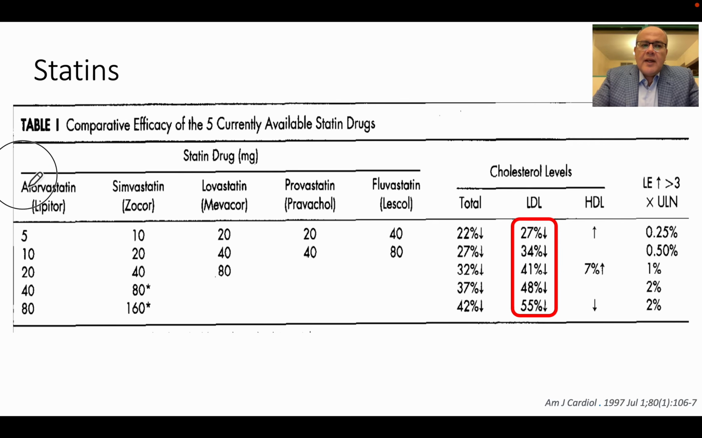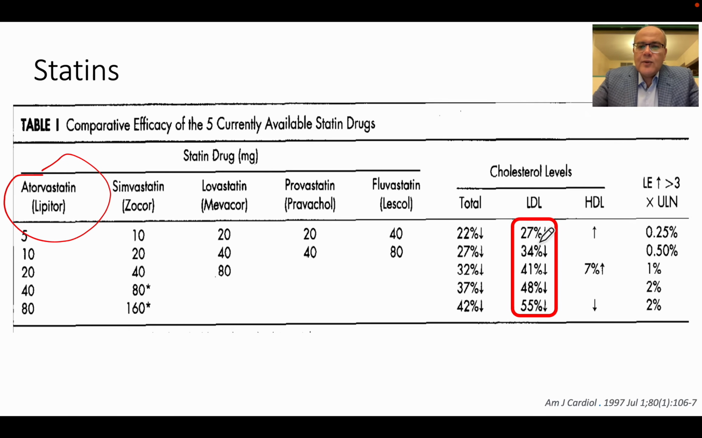Looking at a high-intensity statin like atorvastatin or rosuvastatin, sometimes we give a patient 10 milligrams or 20 milligrams of atorvastatin, and we achieve some reduction of LDL. And we think that if the patient didn't reach the target, let's double the dose. Maybe the patient reaches the target.